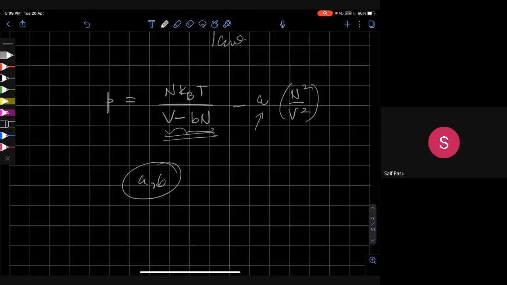So this concludes our discussion on the van der Waals gas law and how you can derive it from an expansion in terms of N over V.